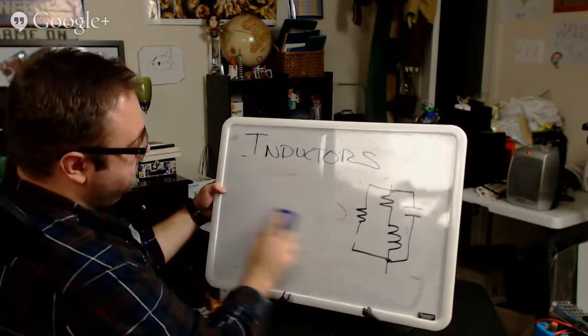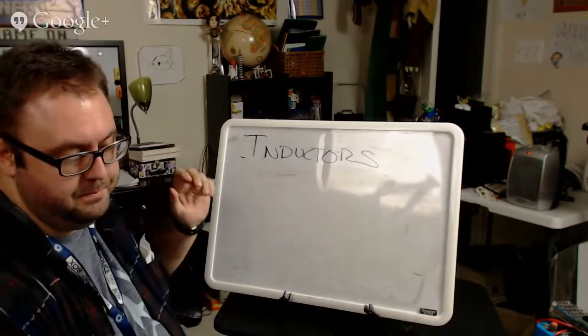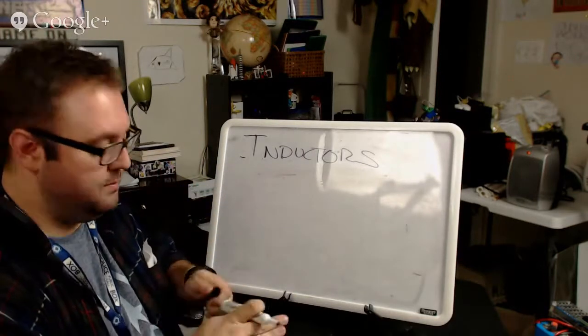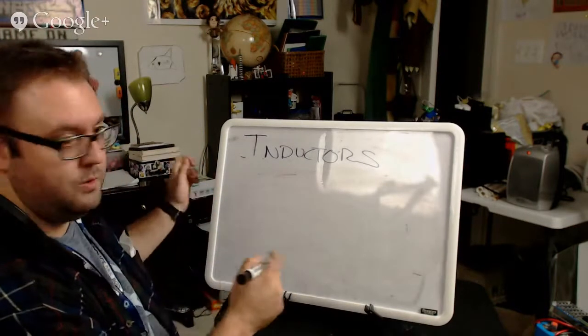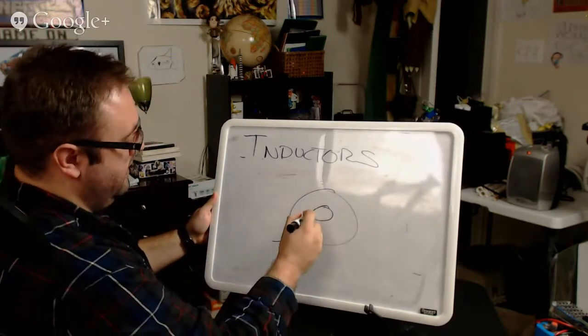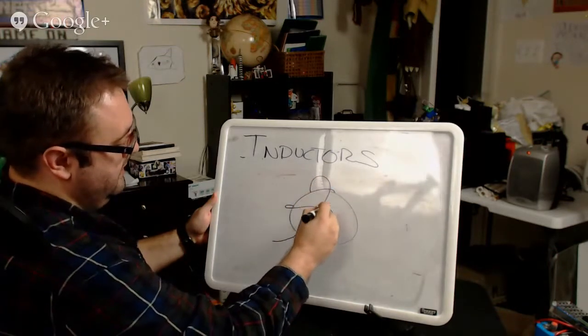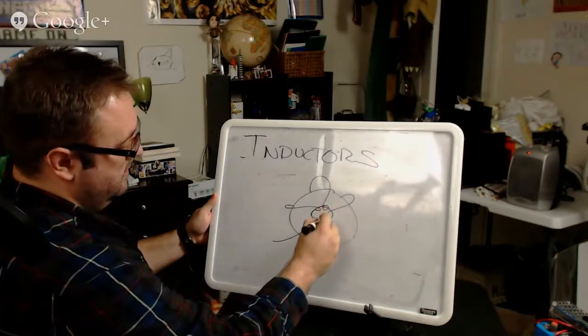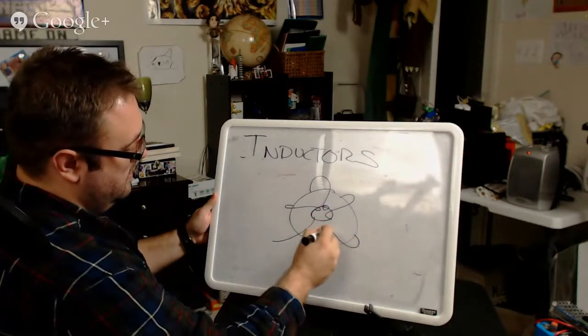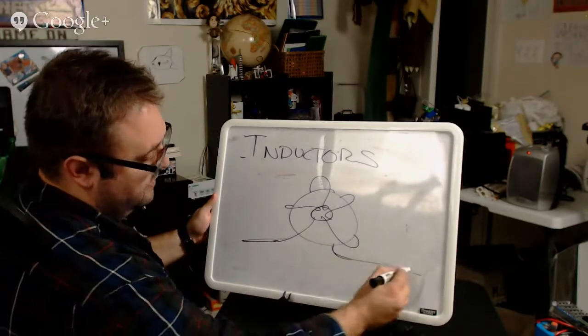The thing that people would probably see most on their boards are these little toroids, like little donut shapes, and then there's a wire that wraps all the way around. So these, we call them chokes.